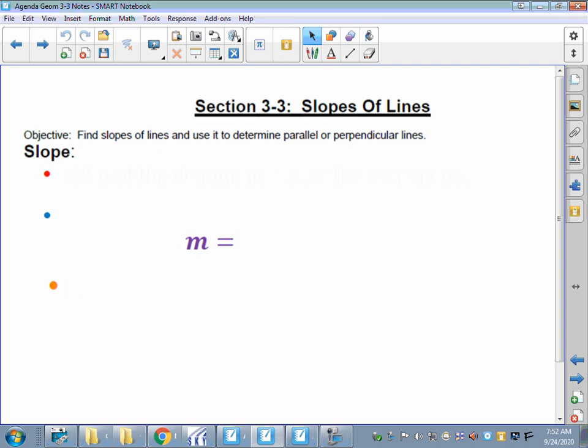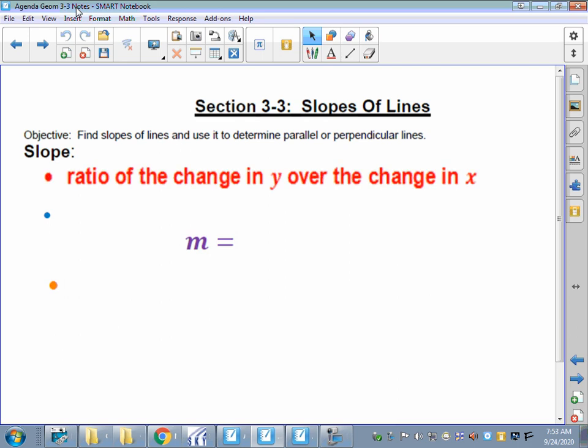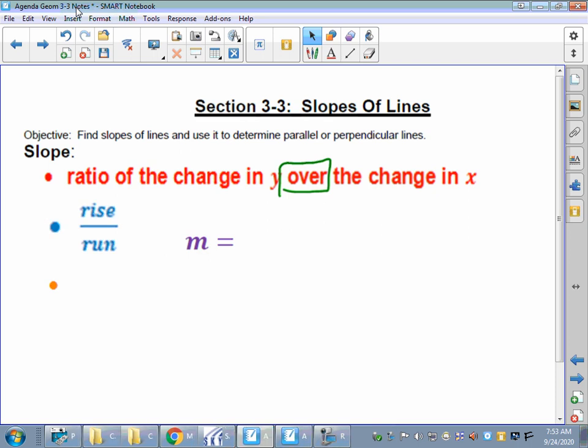So first of all, I think everybody knows what slope is. If we're being technical, it's a ratio. Ratios are fractions, right? Ratio of the change in y over the change in x. Here is your mathematical symbol. Over is divide. Rise over run is how a lot of people think of it. And if it is graphed, feel free to count the rise, so the change in y's, over the run, the change in x's. You can count those.